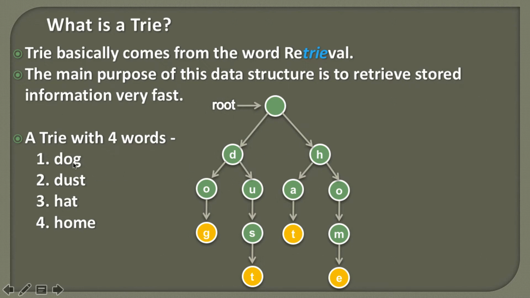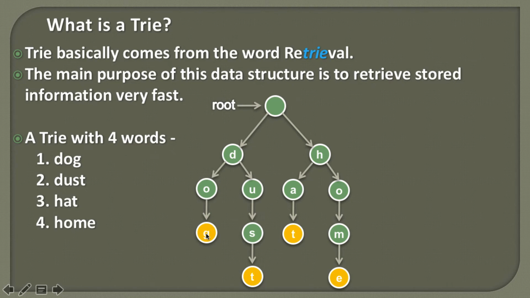Let's suppose we store these 4 words in a trie data structure. We start from the root, which is an empty trie node. For example, if we want to store the word dog, then we simply create 3 trie nodes, each storing one alphabet, with each trie node pointing to the next in sequence. From the root we point to node D, then from D to node O, and from O to G.